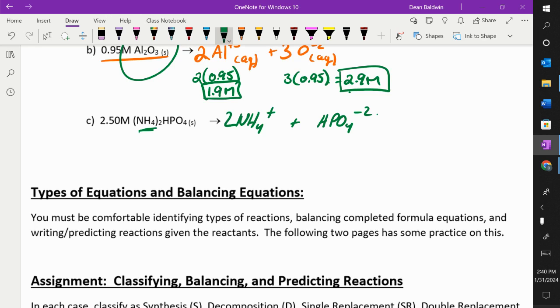No, it's balanced. Okay. If it's 2.5 molar of this molecule, what is the concentration of ammonium? It will be 5 because it's 2 times that. What's the concentration of the hydrogen phosphate? 2.5. It doesn't change because the coefficient's 1.